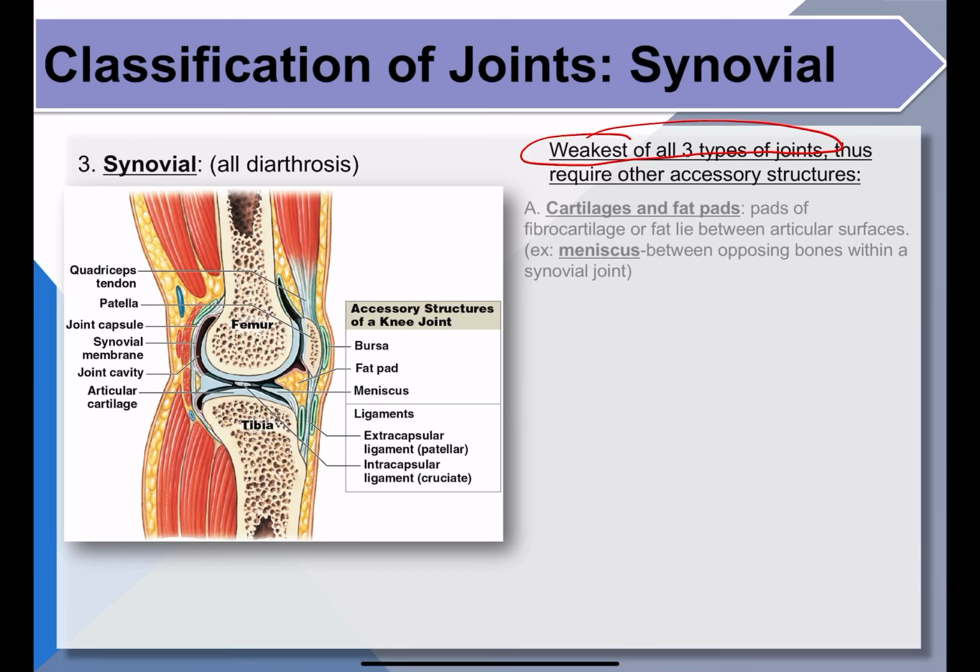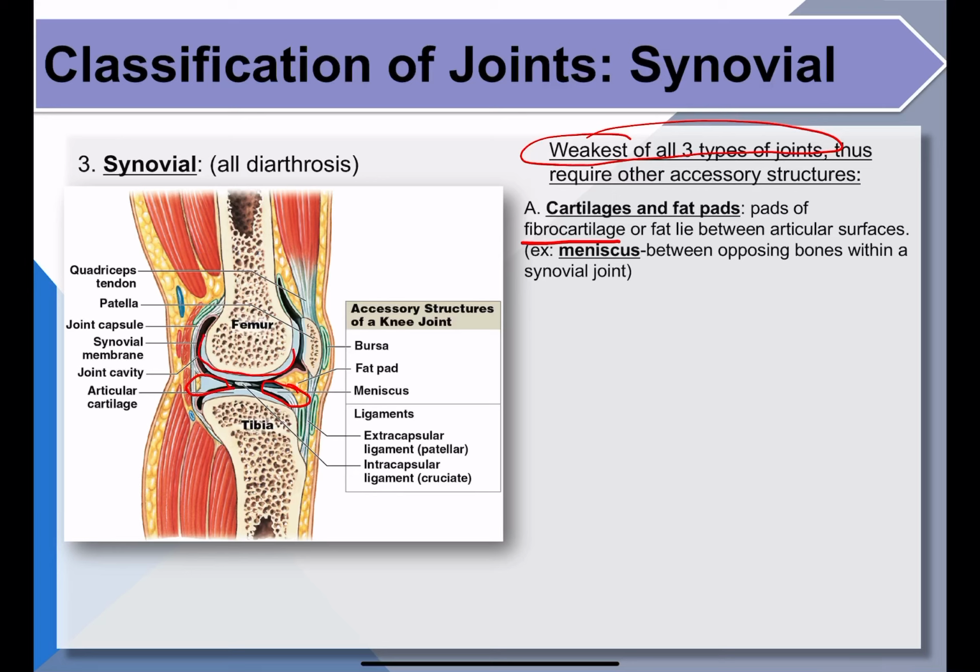So in addition to articular cartilage, there are additional pads of fibrocartilage that wedge between the articulating surfaces. Okay, these are called the meniscus. So this, for example, right here is a meniscus. This is a part of the meniscus as well.